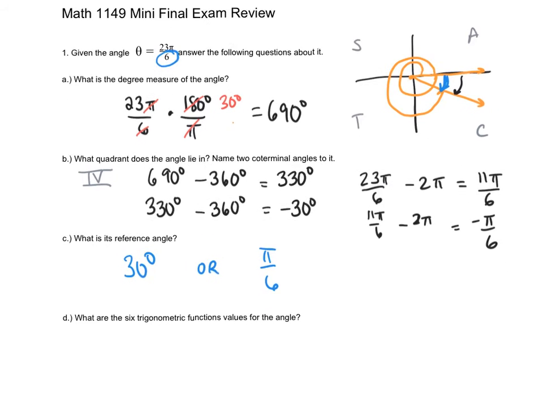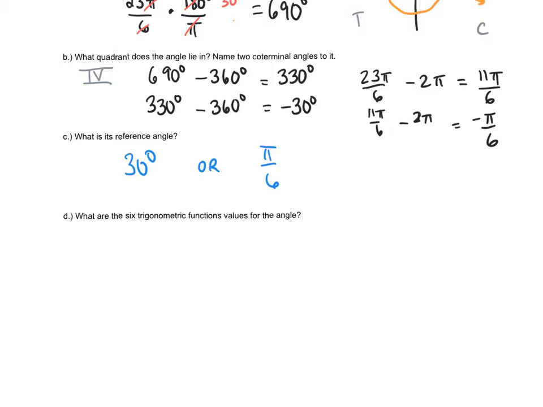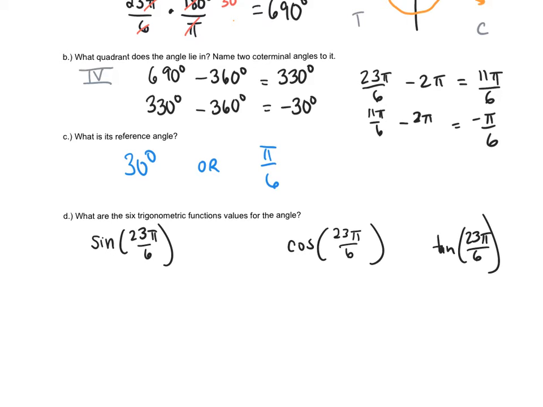For the last part of this, it says, what are the 6 trigonometric function values for this angle? Several ways to do this. One way we can do it is we can use the reference triangle. So we're looking for sine 23 pi over 6, cosine 23 pi over 6, and tangent 23 pi over 6. And I could find the other 3 just by taking the reciprocal, so nothing crazy there. Well, in quadrant 4, I know cosine is positive, everything else is negative. So sine and tangent are negative.